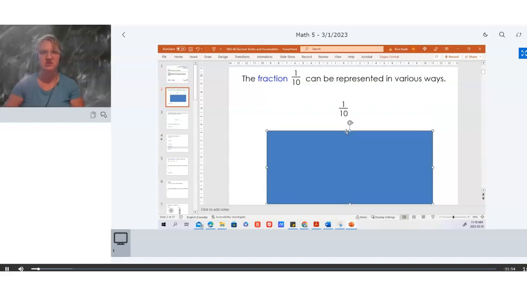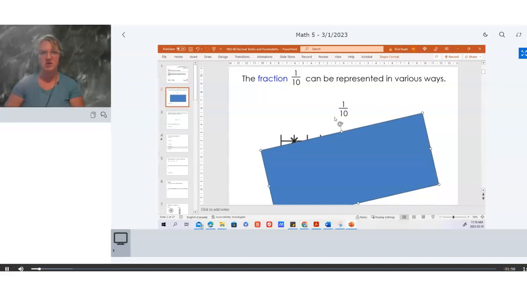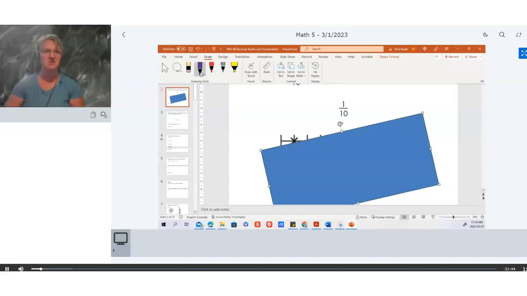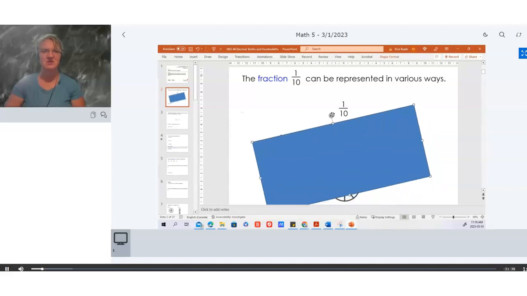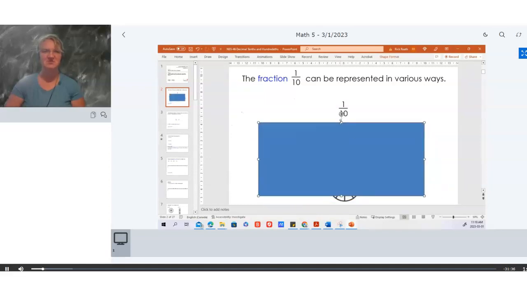So one way is the fraction like it shows up here. 1/10 is how we read it, right? Not sure why this isn't drawing. Here we go. Let me change this to the drawing. There we go. That'll do it. And let's tilt this back the way it's supposed to be.